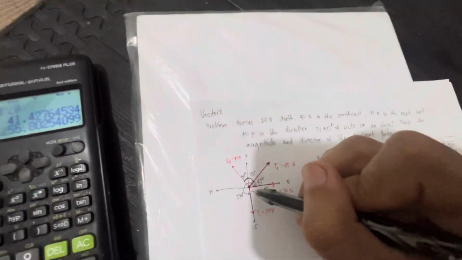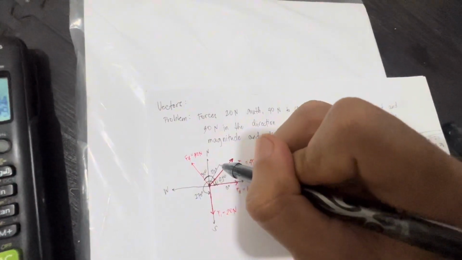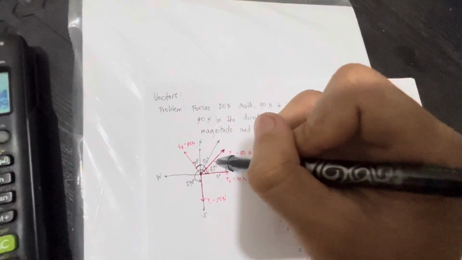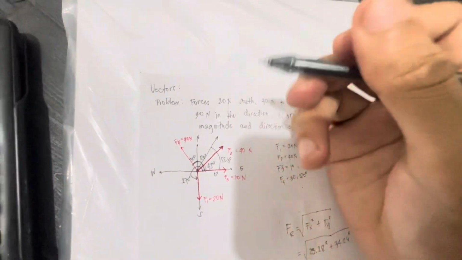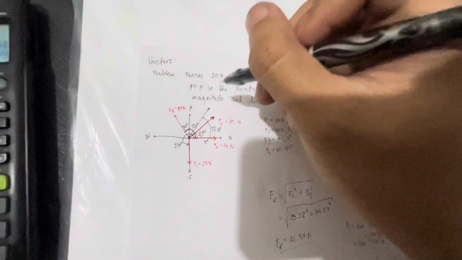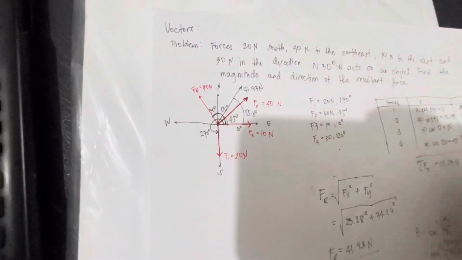Naa siya siguro diri dapit, approximate. Okay, and then kini nga angle is 55.8, then iyang magnitude is 41.43 newtons. Okay, so kana siya.